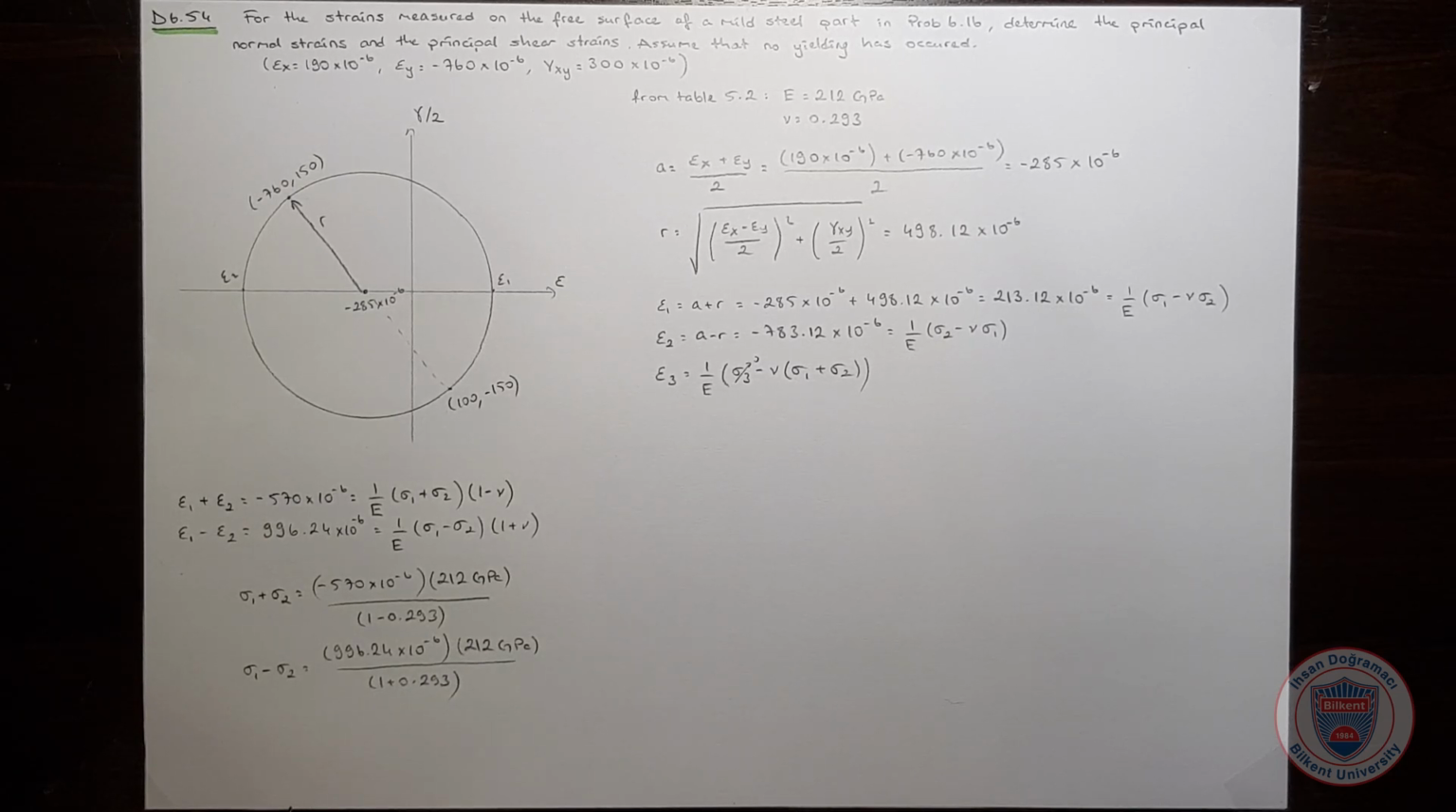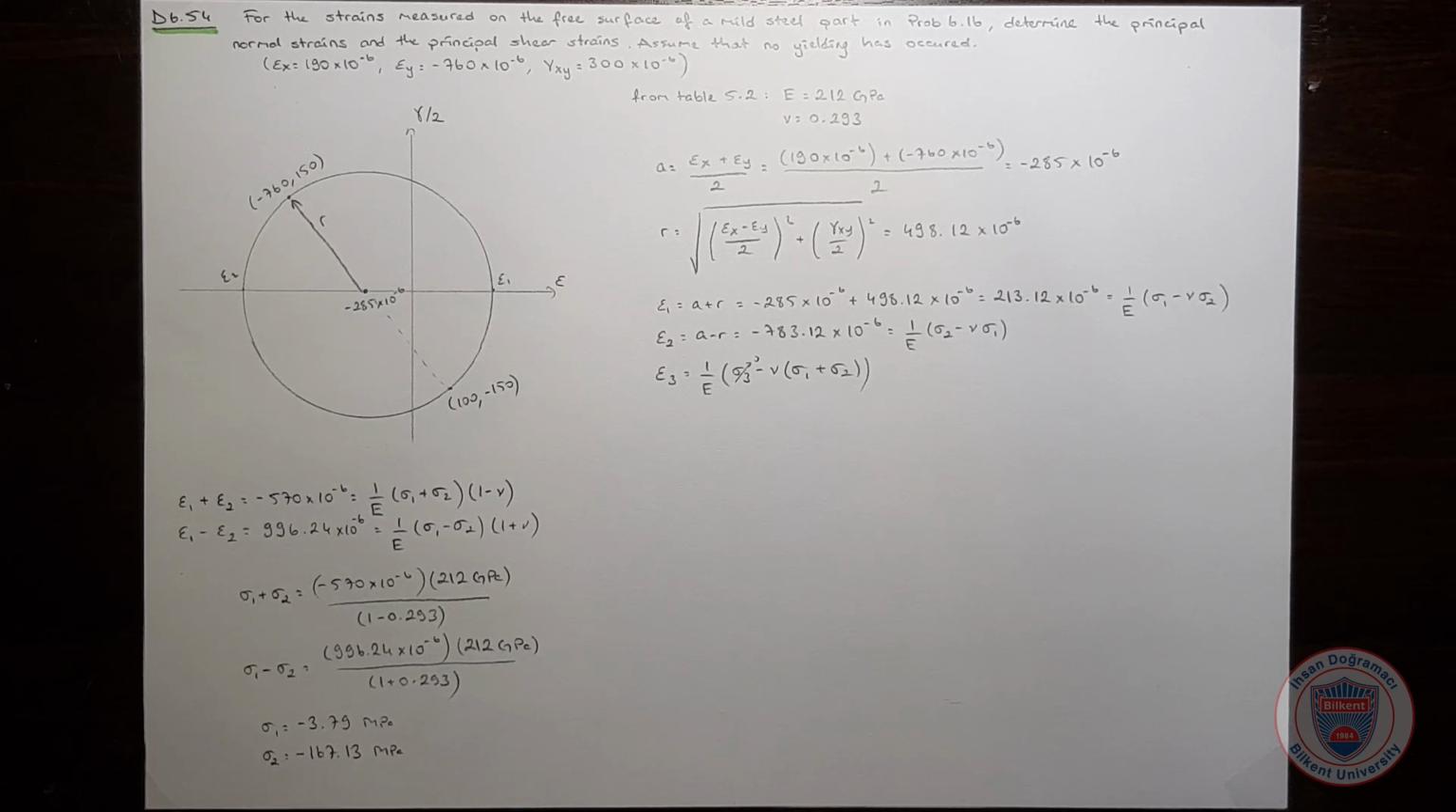these equations will give us sigma 1 is equal to minus 3.79 MPa and sigma 2 is equal to minus 167.13 MPa.